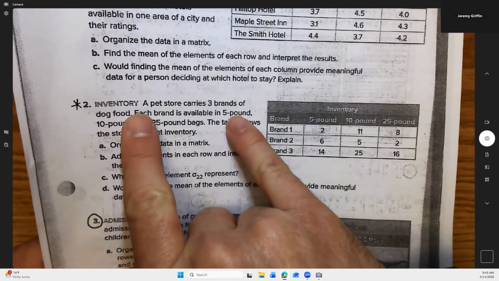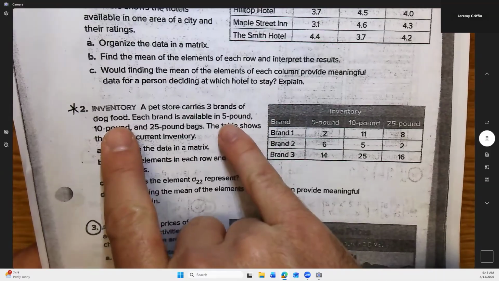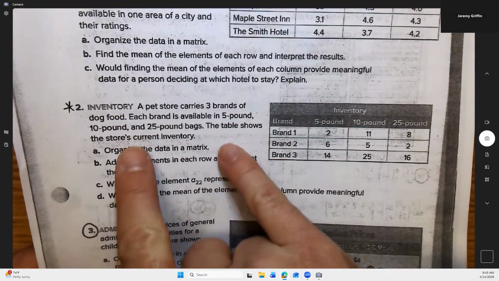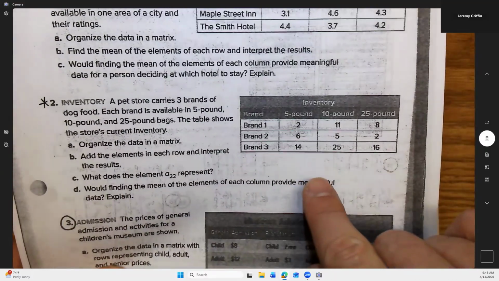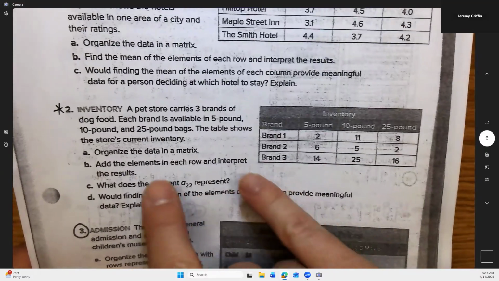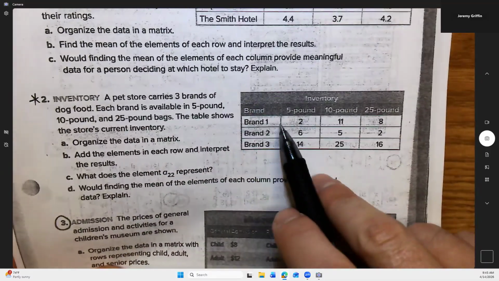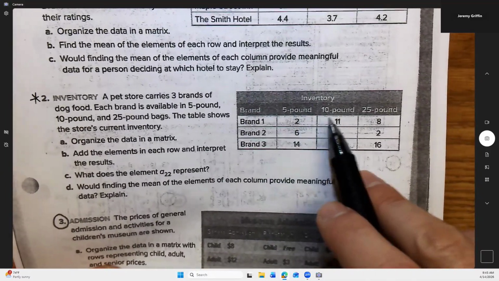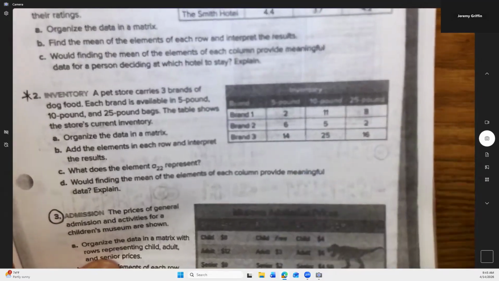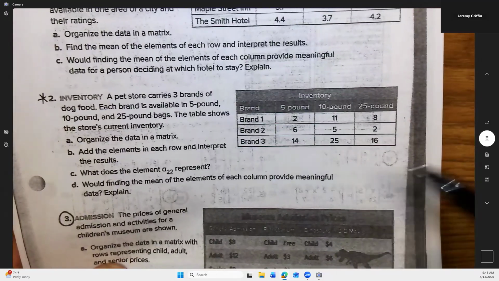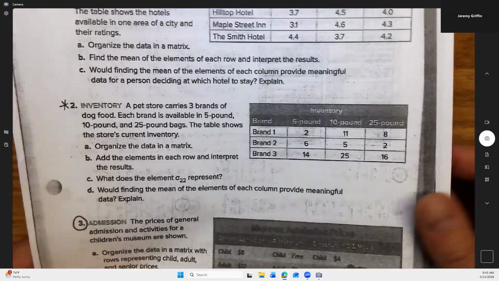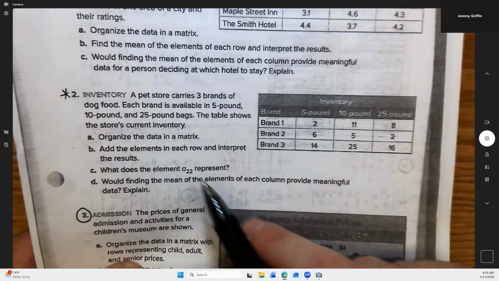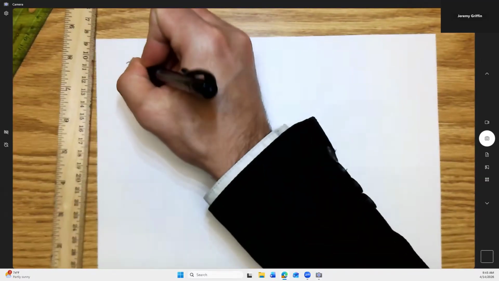So, inventory. A pet store carries 3 brands of dog food. Each brand is available in 5, 10, and 25-pound bags, and the table shows those stores' current inventory. So we have these 3 different brands, and then 5-pound, 10-pound, and 25-pound variations of each of those brands. So it's like 9 different packages, different brands, different sizes. Organize the data in a matrix. And so this is 2A.